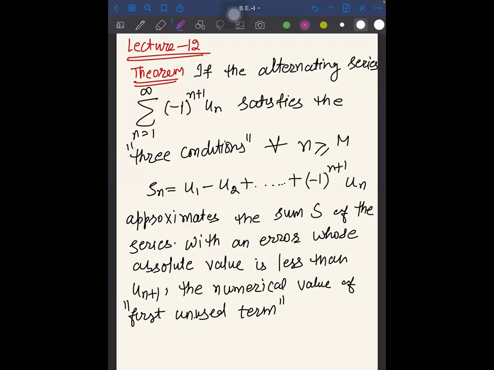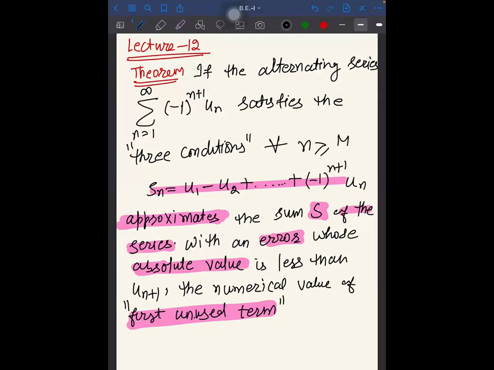First unused term, right? So absolute value of what? Error. If we approximate what? If we approximate S with which series? Of this series, with Sn, right? So that would be the error. So I hope you did not understand much. Am I right? Yes, sir.